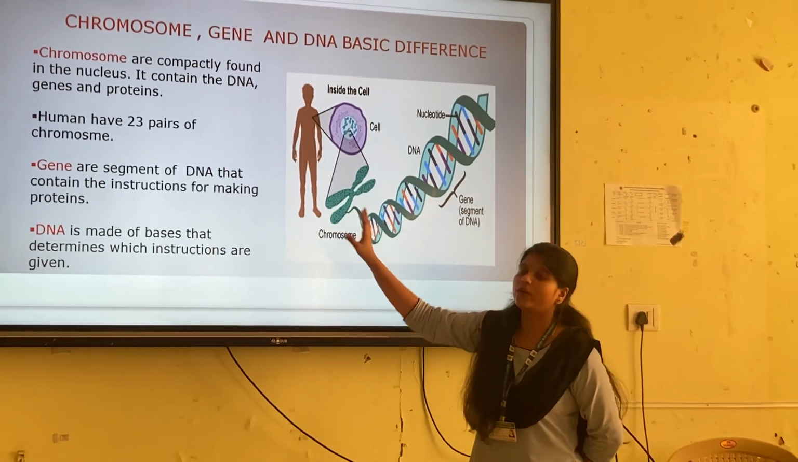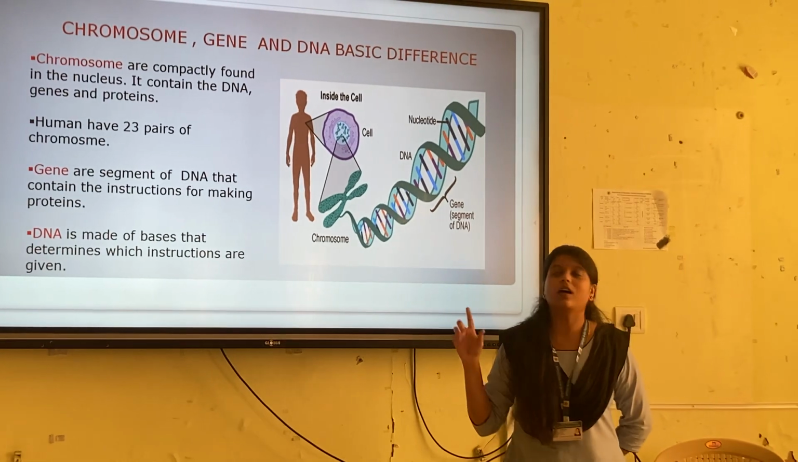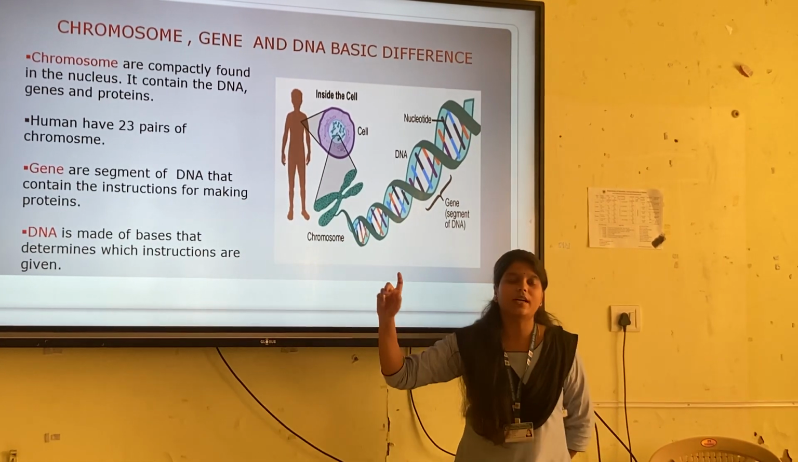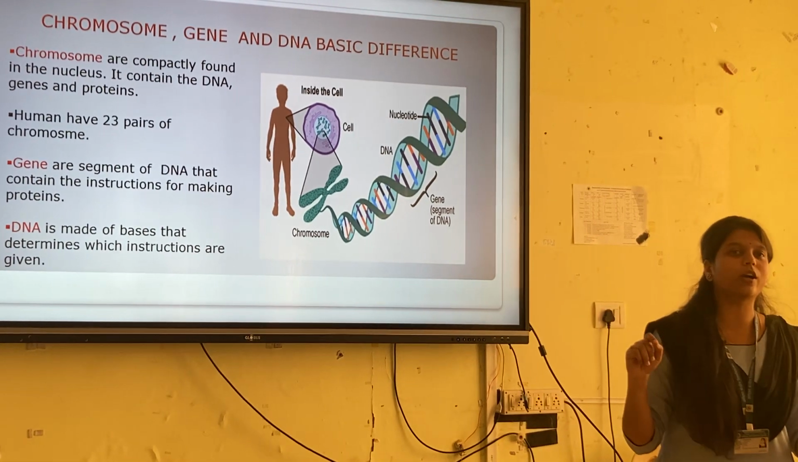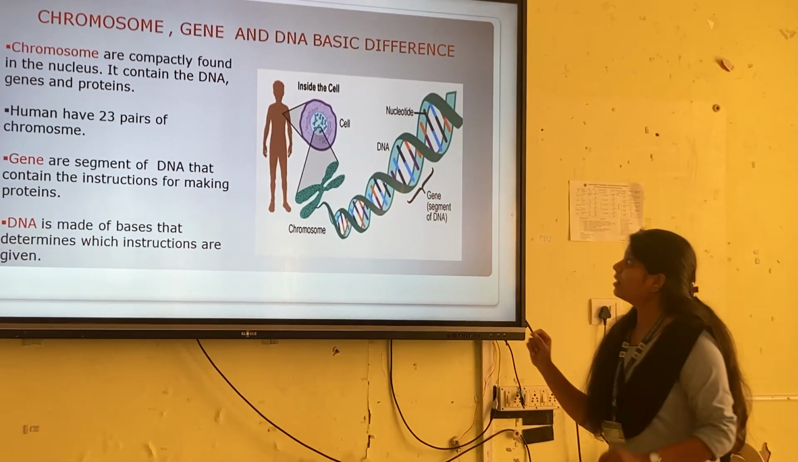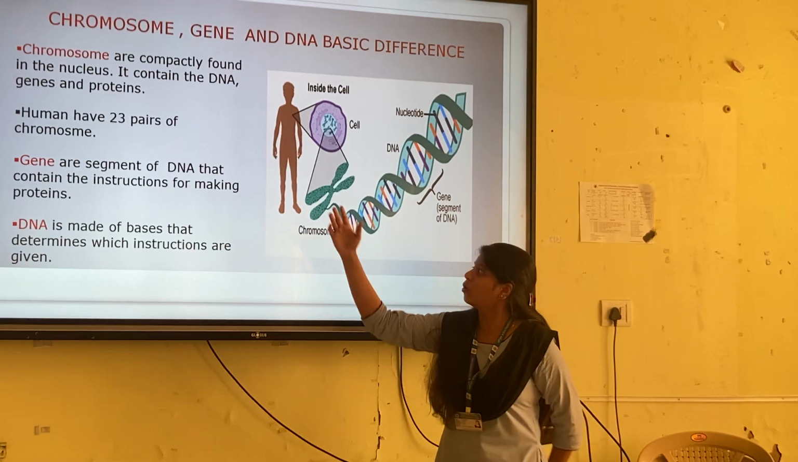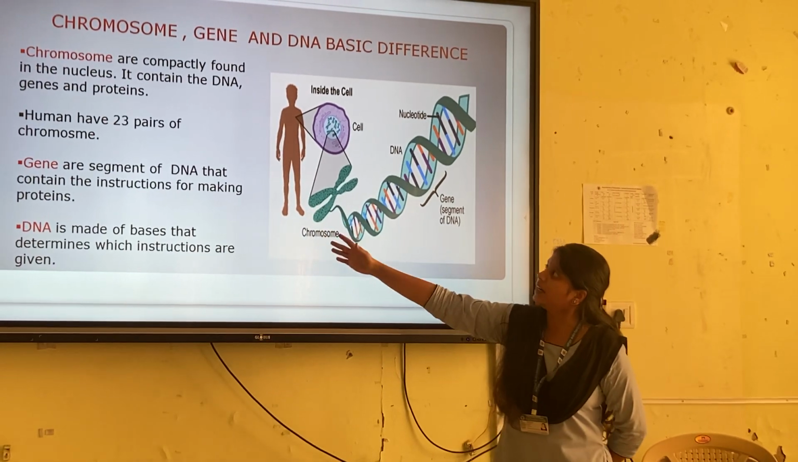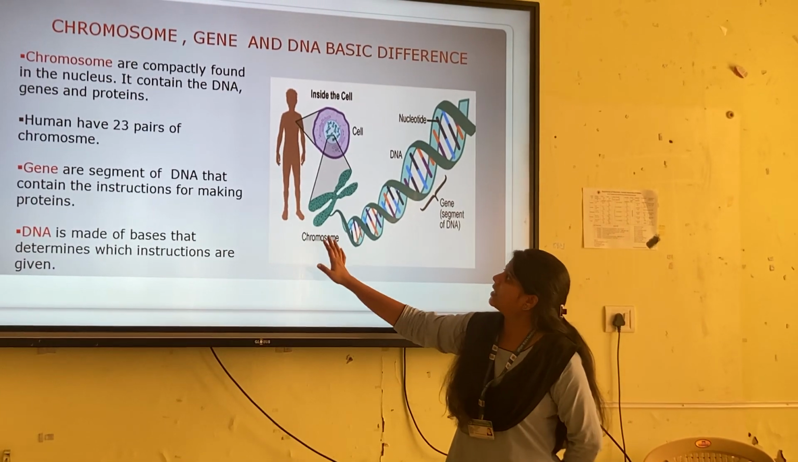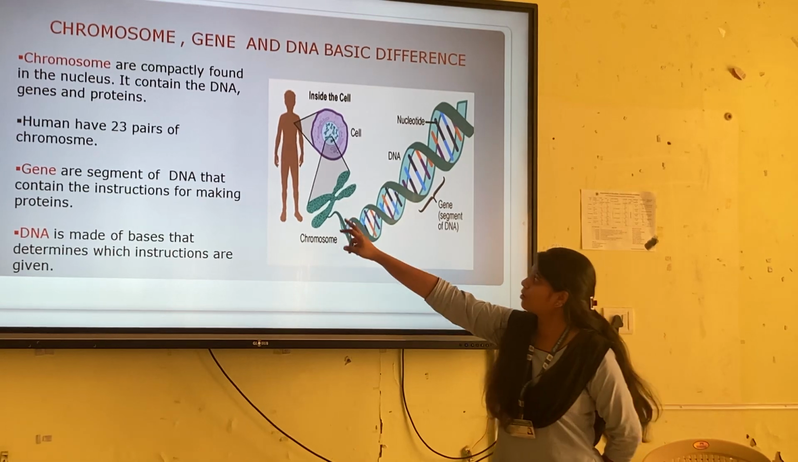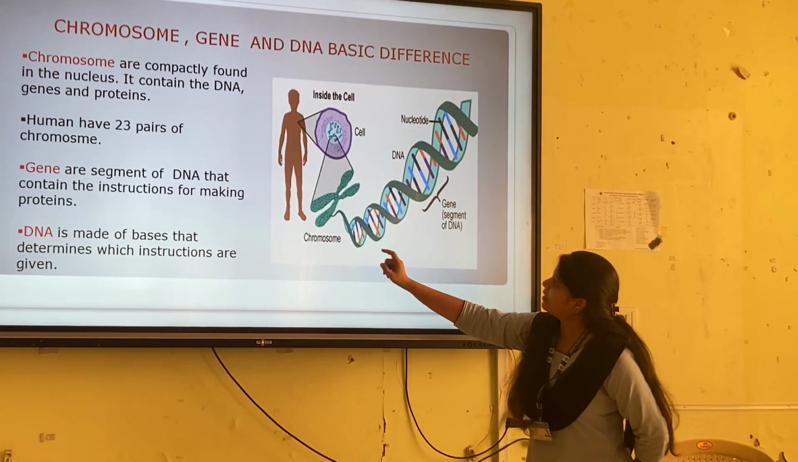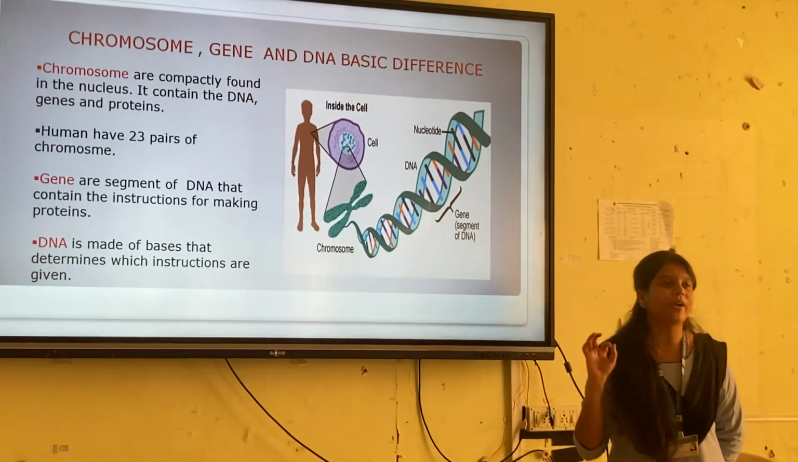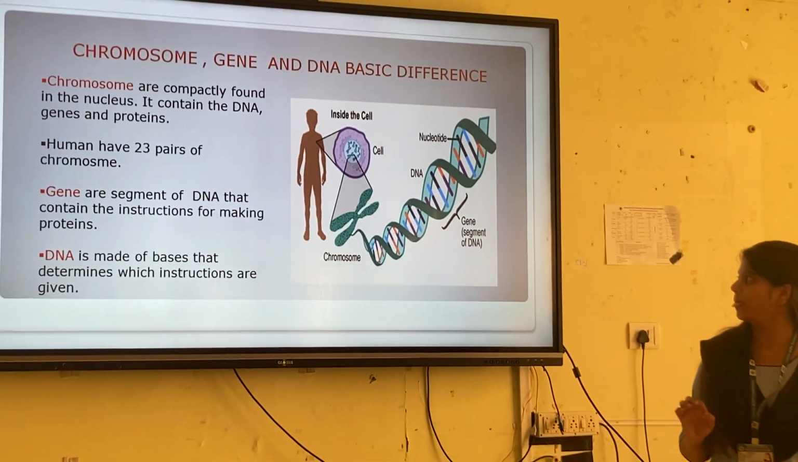So initially when the cell is not dividing, the chromosome is spread, in a thread-like form, that is called chromatin. Then when the cells start dividing, the chromatin converts into a condensed form, that is the chromosome. So here we can see the condensed form of chromosome. Then basically we have 23 pairs of chromosomes in our body.